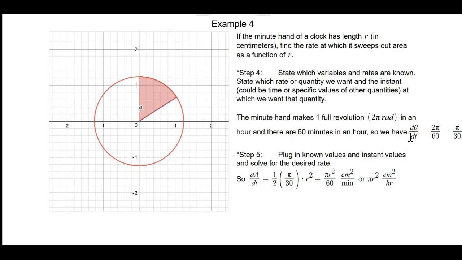The minute hand makes one full revolution around the clock, so it goes through an angle of 2 pi radians in an hour, and there's 60 minutes in an hour. So d theta/dt is 2 pi radians over 60 minutes, or pi over 30. So step 5, we plug pi over 30 into our differentiated expression. So dA/dt is going to be 1/2 times pi over 30 times r squared, which gives me pi r squared over 60 centimeters squared per minute, or simply pi r squared centimeters squared per hour.